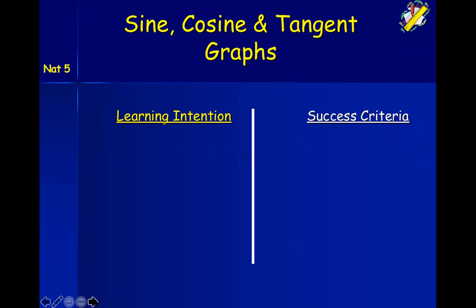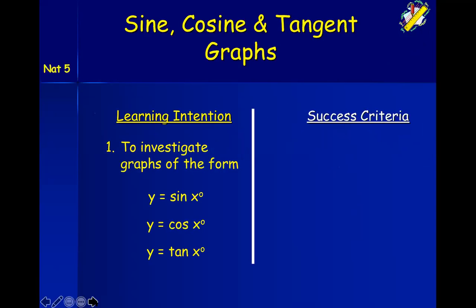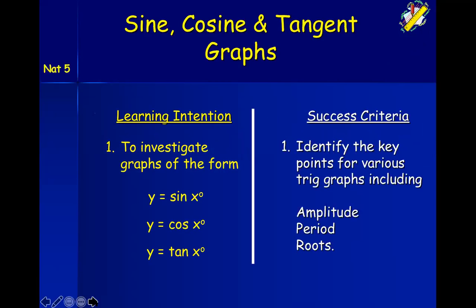Now, learning intention for today. We've got to investigate 3 different graphs: the sine, the cosine, and the tangent. So where do they come from? What do they mean? We're going to try and explain that. You'll be successful if you can identify key points for those graphs.